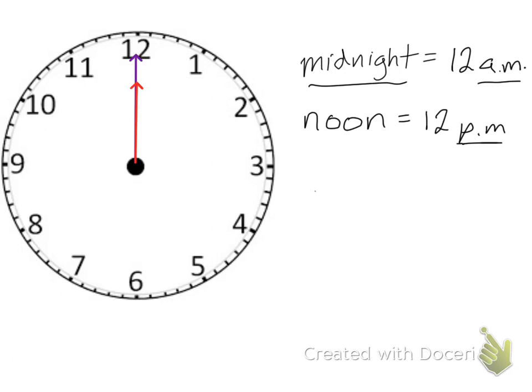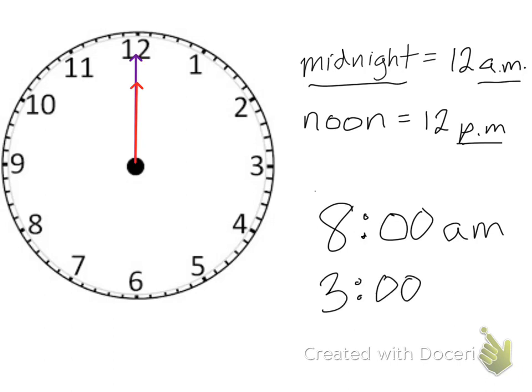So what time do we get to school? Well, we get to school at 8 o'clock. And then is it a.m. or p.m.? Well, since it's before midday, which is noon, it would be a.m. What time do we leave school? Well, we leave school at 3 o'clock p.m. because it's after midday. Midday being 12 o'clock.